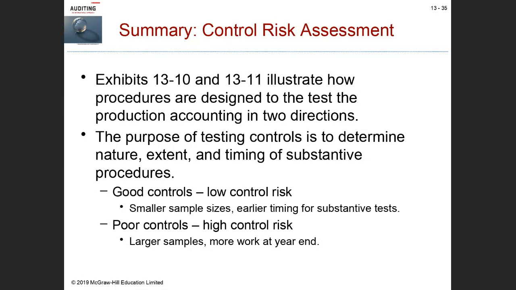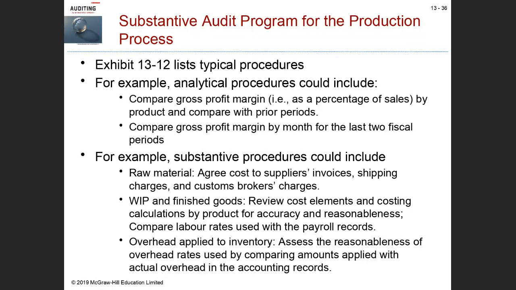If internal control is poor, that means internal control risk is high, and where internal control is poor, that means the auditors must do more work. So they're going to have larger sample sizes, and they're going to take less risk, right? The way auditors take less risk is they do more work at the end of the year as opposed to earlier on. Okay. So again, that's the logic that we've been looking at in each of these particular cycles.